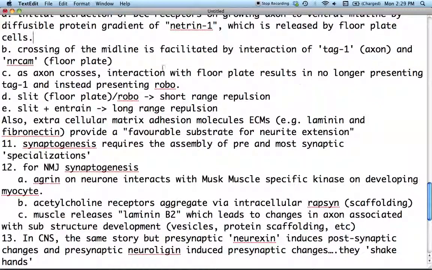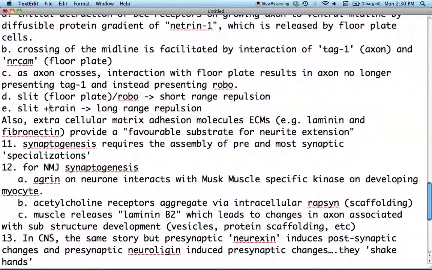As the axon crosses the floor plate, there's an interaction with the floor plate that results in the axon no longer presenting TAG1. Instead, it comes up with Robo. Robo interacts with Slit in the floor plate, which is responsible for short-term repulsion that causes the axon to take a turn. And then Slit and netrin together facilitate long-range repulsion.